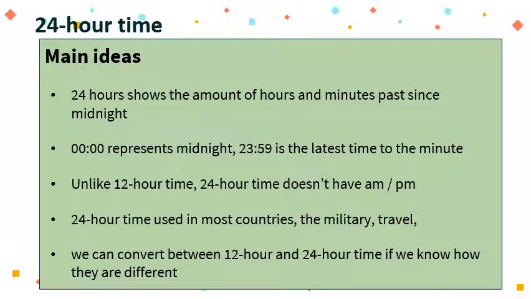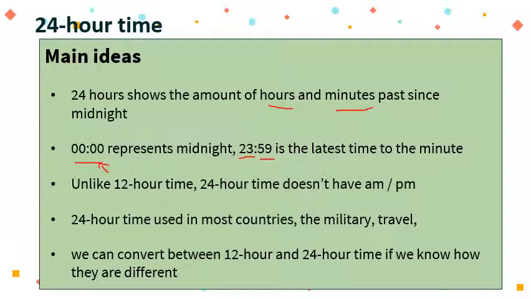Okay, so it's a little bit of a longer lesson again today, mainly because 24-hour time, you'll be seeing it all week, and it's quite an important concept to cover. So here are the main ideas. 24-hour time shows the amount of hours and minutes that have passed since midnight. So remember, midnight is 0000 hours, and the latest time to the minute we can have in 24-hour time is 23:59. As soon as we add another minute there, it doesn't actually go to 2400, it goes to 0000.